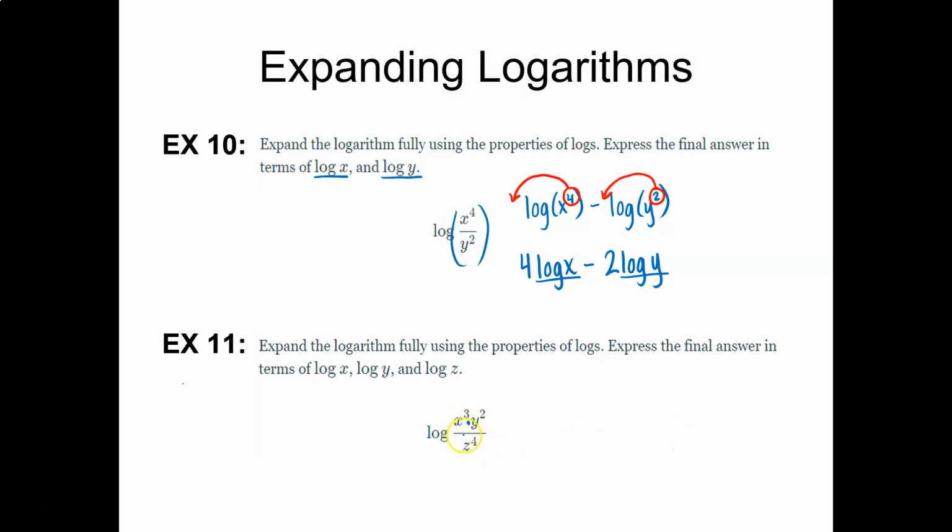Whenever you have multiplication and division, you want to deal with the division first, if it's like something over the other. So things that are divided, what sign do we use to break them back apart? Subtraction. So we got log of x cubed y squared minus log of z to the fourth.